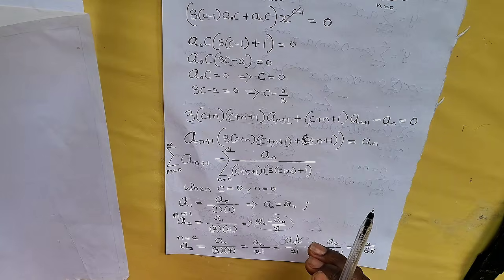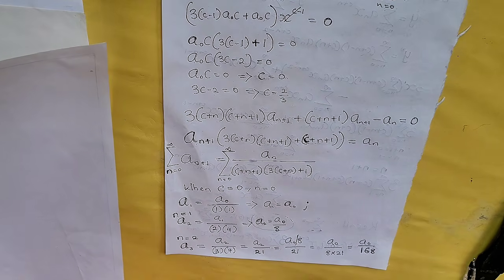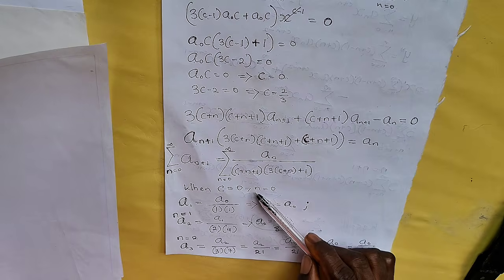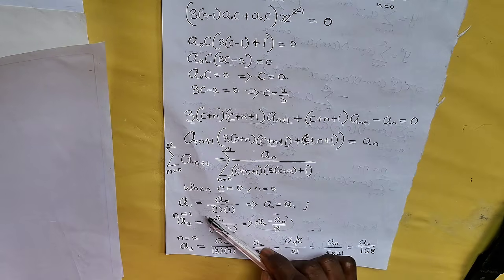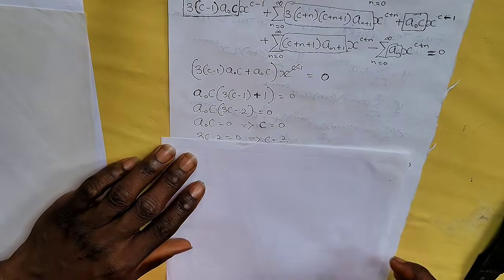Okay, so let's now start from when c is now 2 over 3, and we'll now take n from 0 to 2 also, just like that. So I'm going to start from when c is equal to 2/3 now.